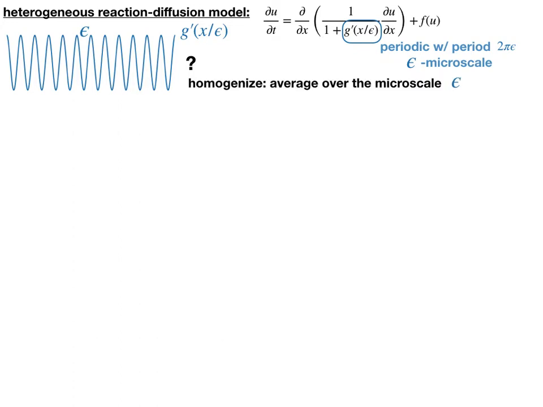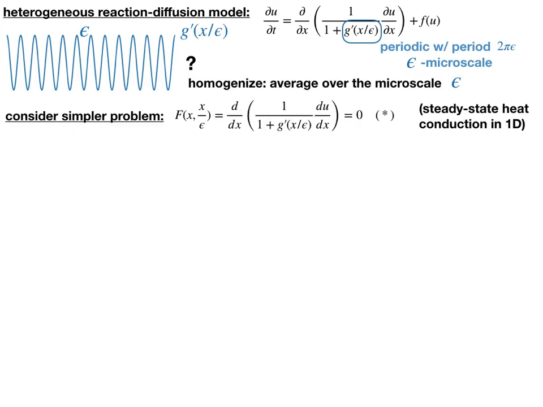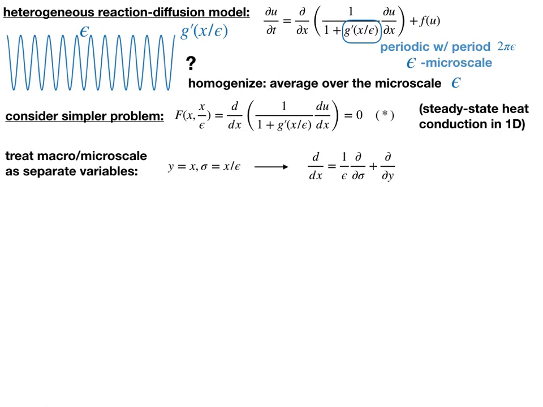Okay. So how do we handle this? We're going to homogenize, basically average over this microscale somehow. And before we get to doing that for the traveling wave problem, let's just look at this simpler problem here, which would be just the steady state version of heat conduction in one dimension. So we've dropped the time derivative, we've dropped the reaction term, we just have steady state heat conduction. And the question is, what's the effect of this periodically varying diffusion coefficient?